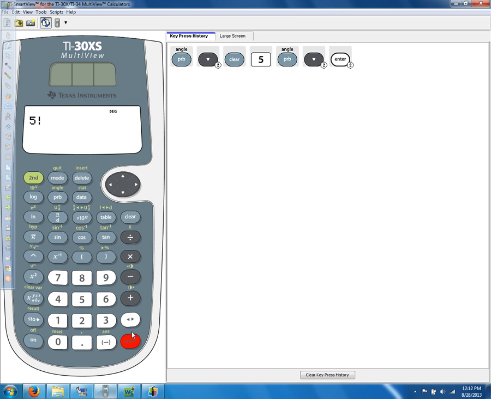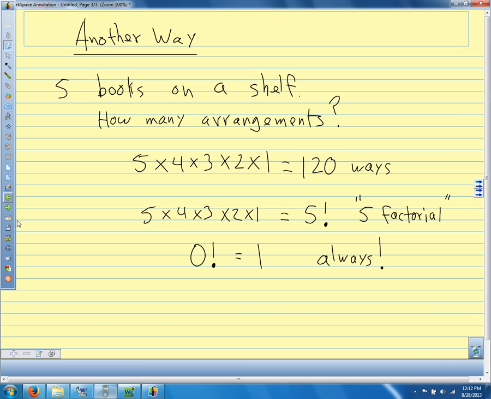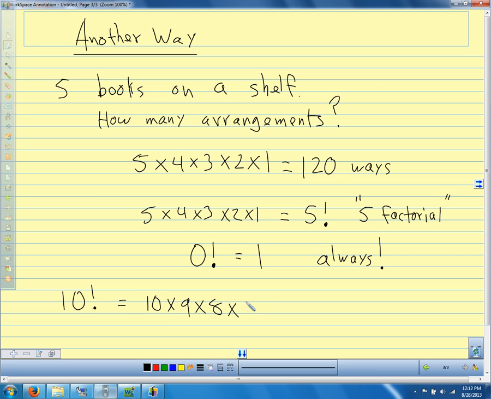Yes? So if it was a bigger number, like 10, then would the factorial multiply by all numbers less than 10? Yes, that's a good question. Let me write that out. 10 factorial would be 10 times 9 times 8 times 7 times 6, a lot of numbers, times 5 times 4 times 3 times 2 times 1. And that's going to be a huge number.